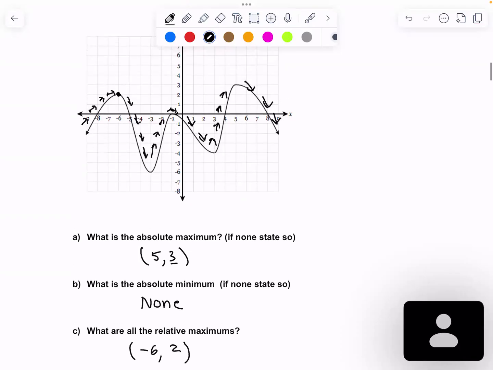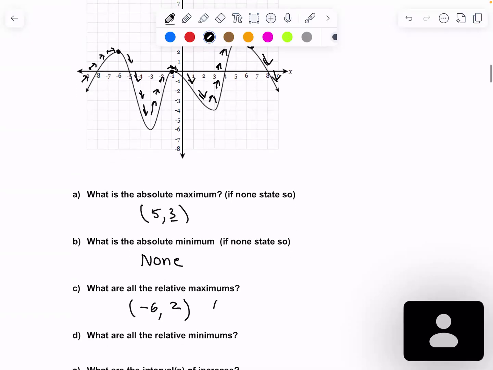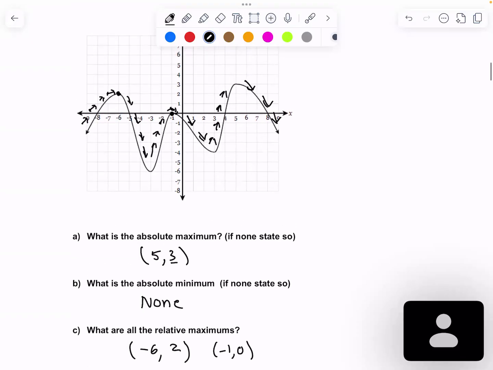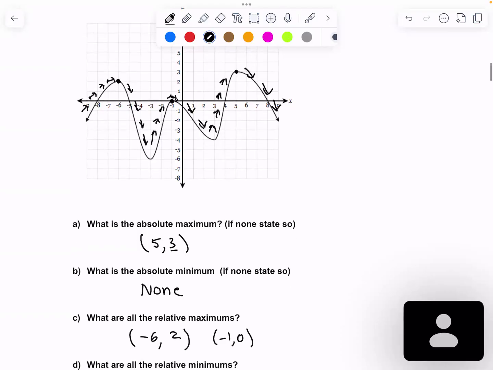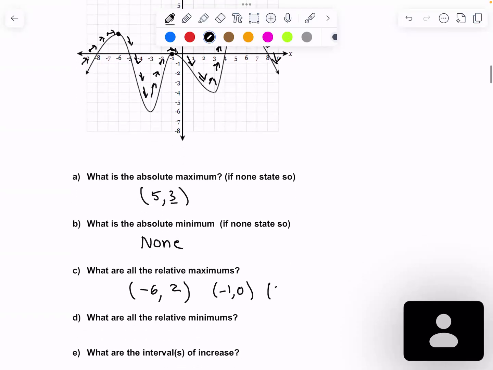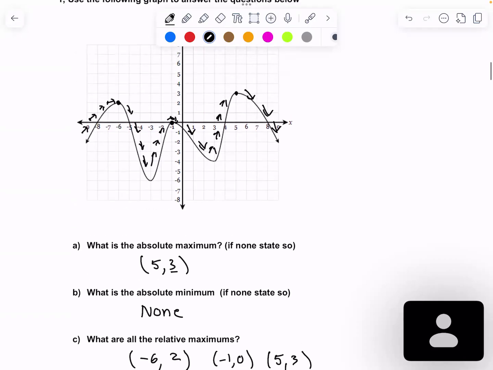All right, and it looks like this is the potential highest point in the area right here, because it goes from up to down. That looks like (-1, 0). And then this one right here looks like the highest point in the area. It goes from increasing to decreasing. That would be (5, 3). And that would be all your relative maxes, the highest points in the area.